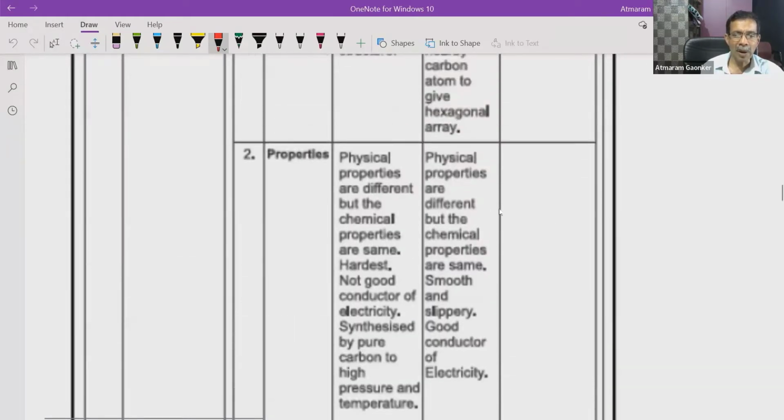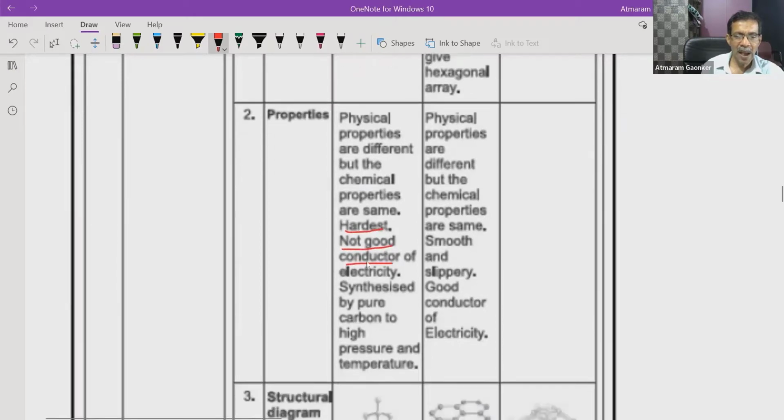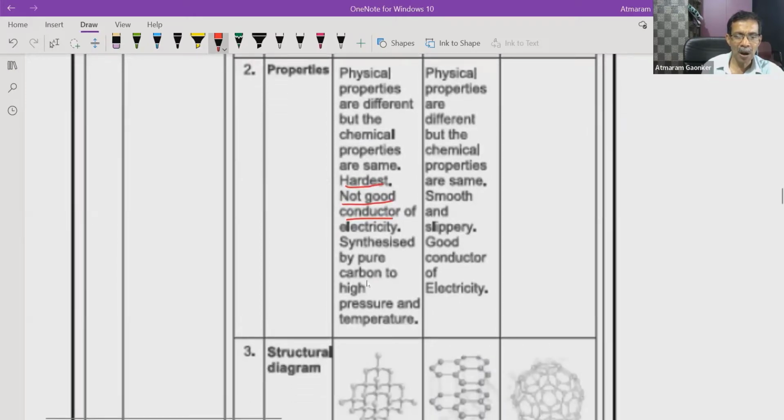Then what are the properties? Physical properties are different, but the chemical properties are the same. That is why they are called allotropes. Diamonds are the hardest, not good conductors of electricity, and they are synthesized by subjecting pure carbon to high pressure and temperature. So these are the properties you have to remember.